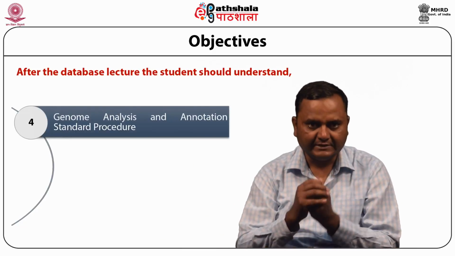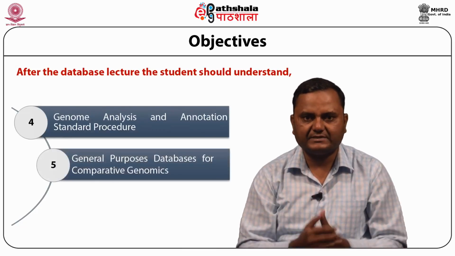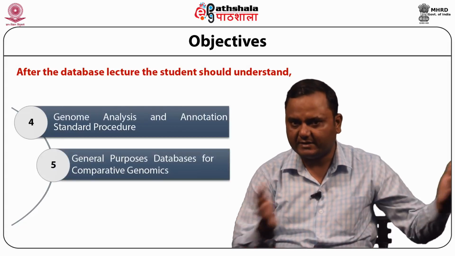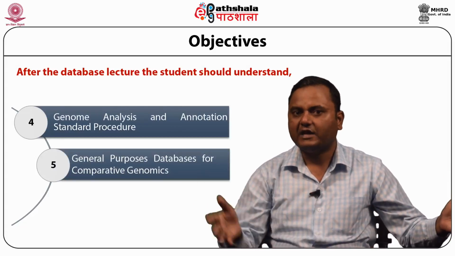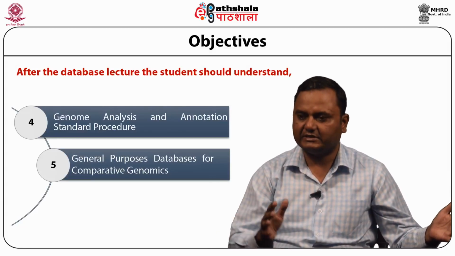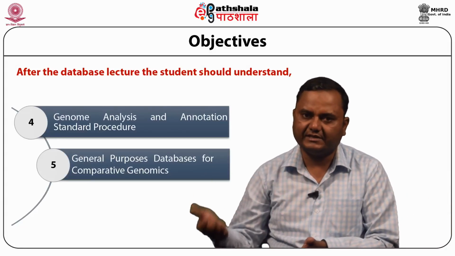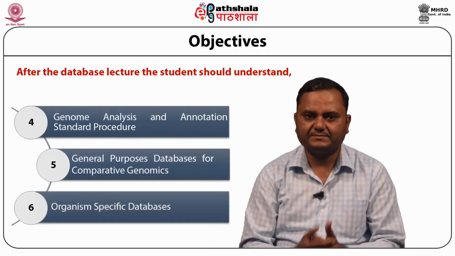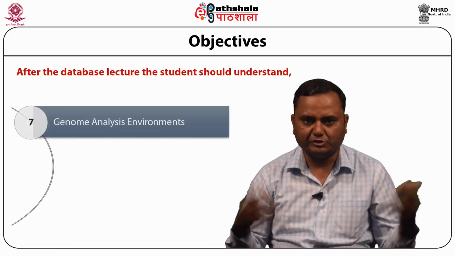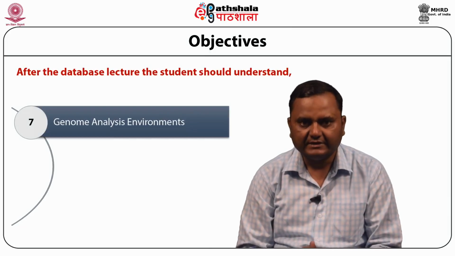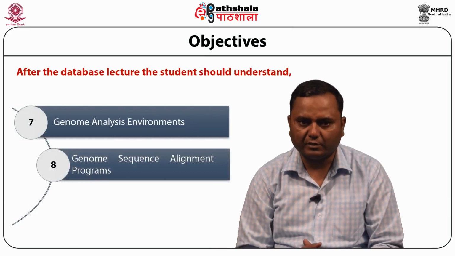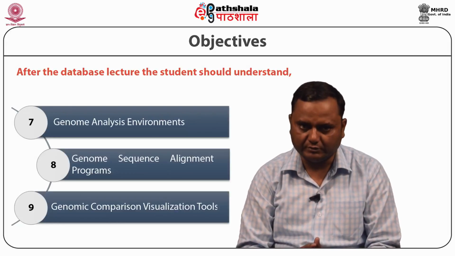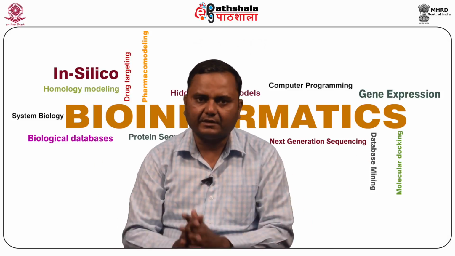from the genome, then the general purposes of the databases for comparative genomics, why the databases are created and how the information is derived from the database in the form of comparative genomics, then organism specific databases, then the genome analysis environment, then genome sequence alignment programs, and finally the genome comparison visualization tools. So let's describe comparative genomics.